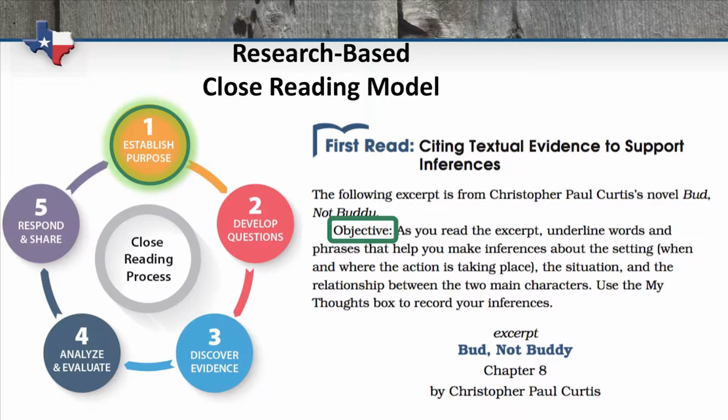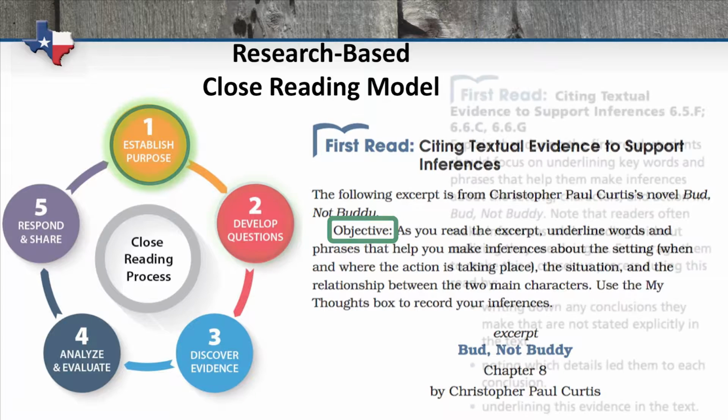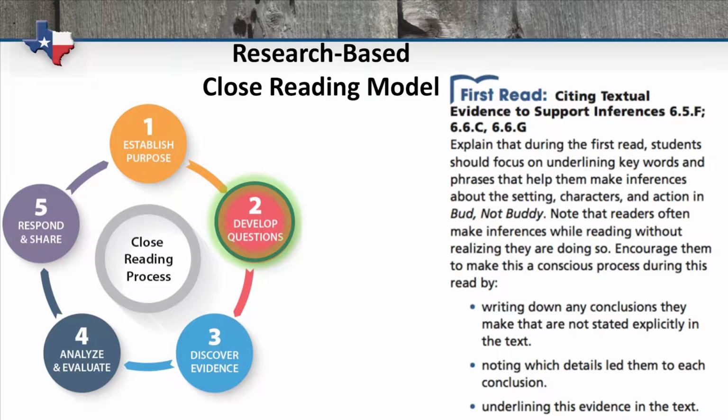In the first read of Chapter 1 in the 6th grade student book, we invite students to read a selection from Bud Not Buddy and to underline words and phrases that can help us make inferences about the setting, the situation, and the relationship between the 2 main characters. Secondly, given the skill objective, the students develop questions about the text and identify what sorts of things we'll be looking for in the piece in order to focus the reading on a skill.